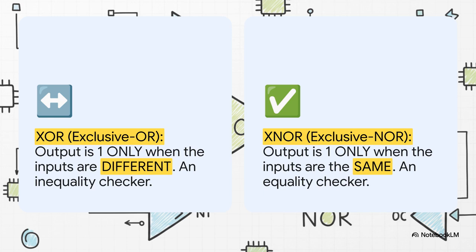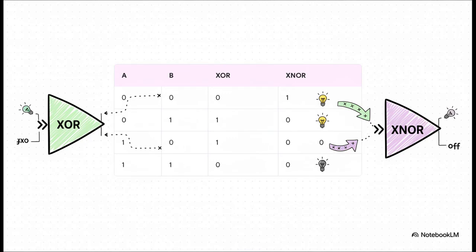The XNOR gate, exclusive NOR, does the exact opposite. It outputs a 1 only when the inputs are identical. So 0 and 0 or 1 and 1. It's an equality checker. And when you see their truth tables side by side like this, it just makes the relationship so obvious. Their outputs are perfect opposites. Wherever XOR is a 0, XNOR is a 1, and vice versa. It really highlights how they have these perfect complementary jobs.